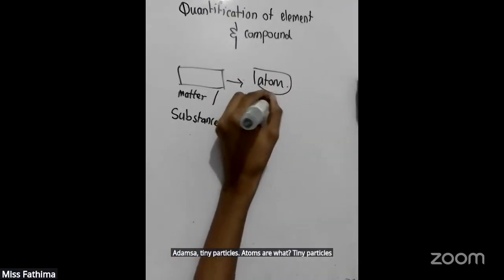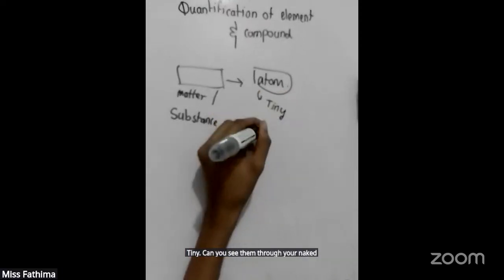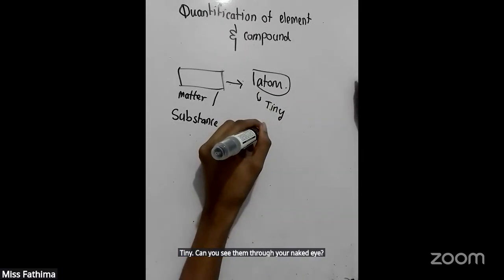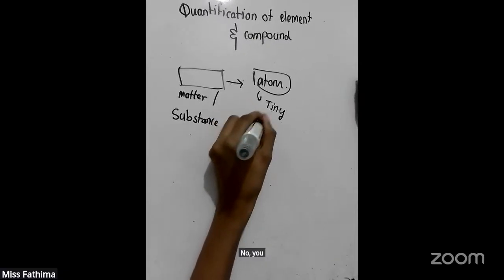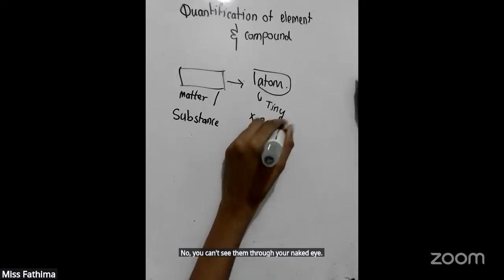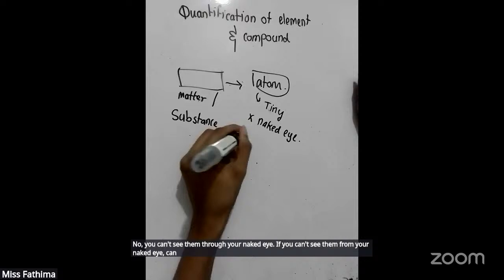So if they are tiny, can you see them through your naked eye? No, you can't see them through your naked eye. If you can't see them with your naked eye, can you measure them?